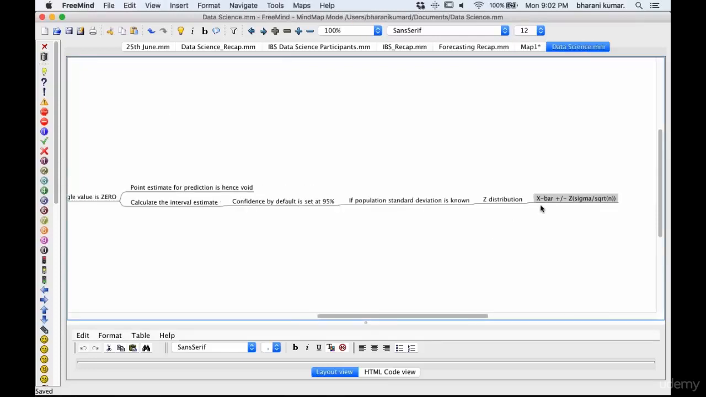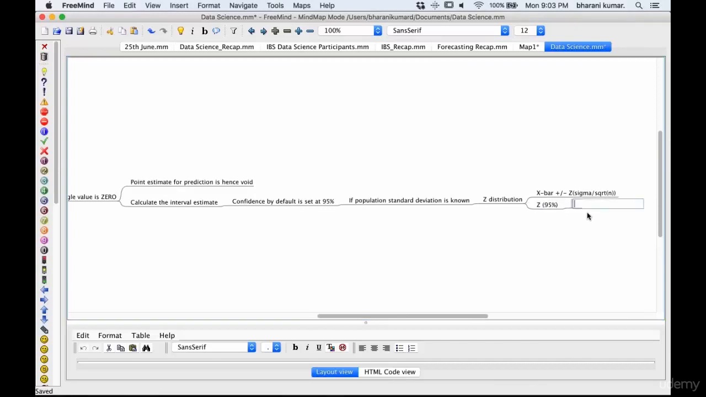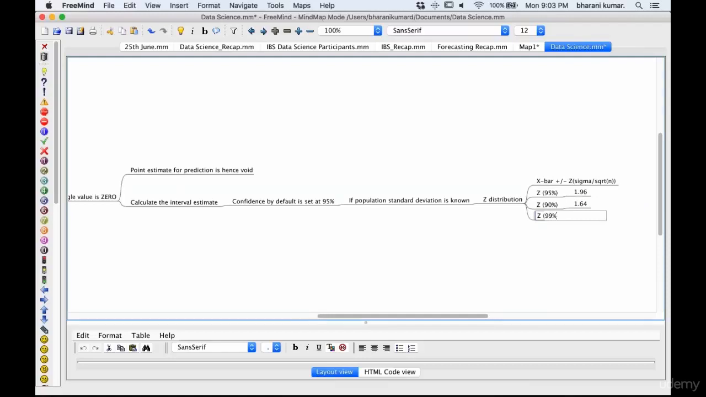Perfect. It is X bar plus or minus Z into sigma over square root n. And here the Z value at 95% is 1.96. This will be standard, so it makes sense for us to remember these. Z at 90% would be 1.64 if I'm not mistaken, and the Z value at 99% is 2.57 something, 58. You can round it off to 58 also. So this is a Z value.